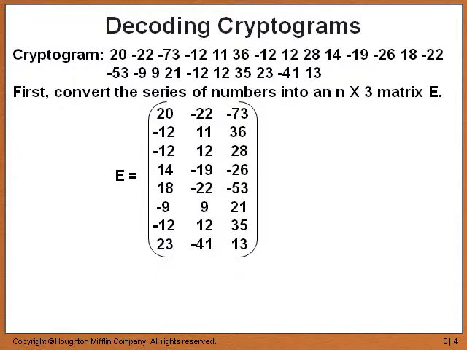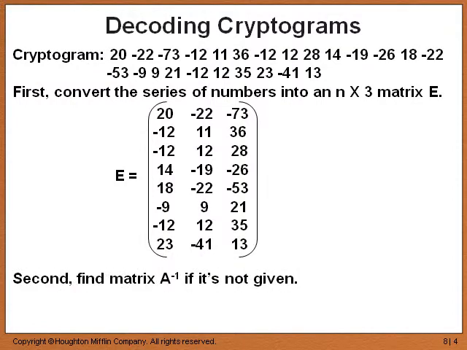Now, of course, we already found E on the last couple of screens because we were acting as the sender. Now we're acting as a receiver. Okay, so this is what the receiver does. Converts the cryptogram into a matrix E.